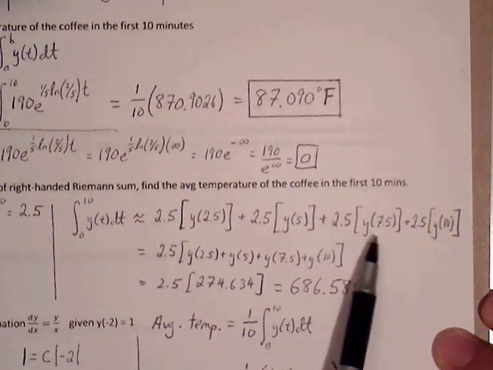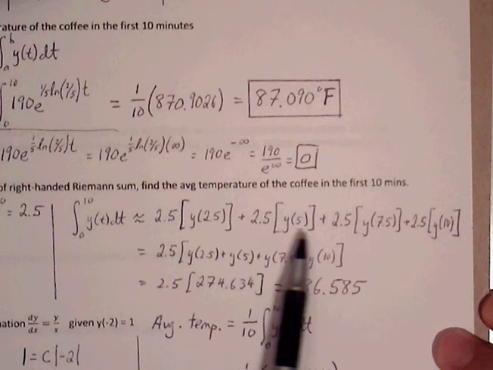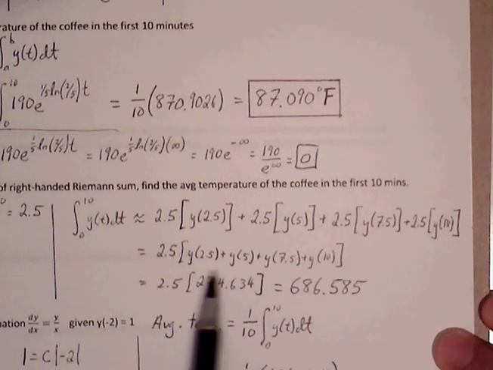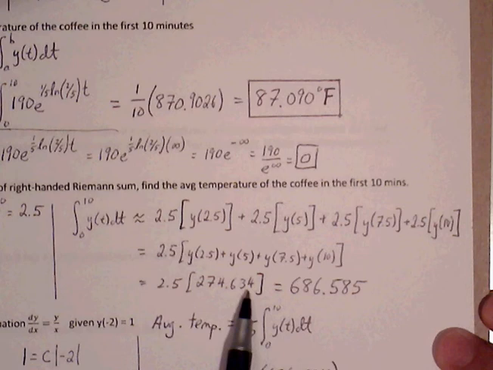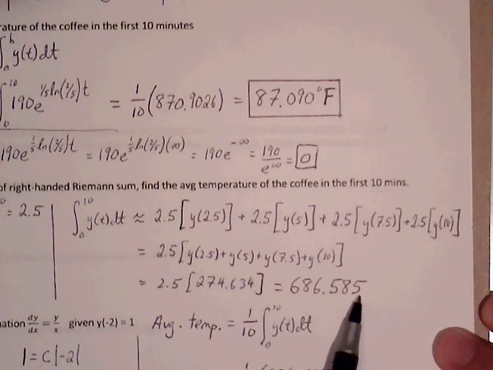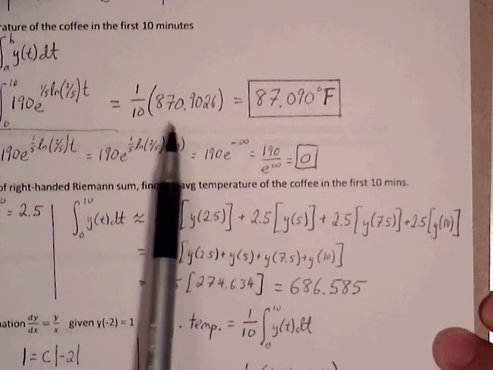So all this can be plugged in the calculator. And the width is all the same, so we can factor out the 2.5 if we want. And if we add up all the y values at these specific x values, we're going to get 274.634 times 2.5. So the definite integral will be 686.585.